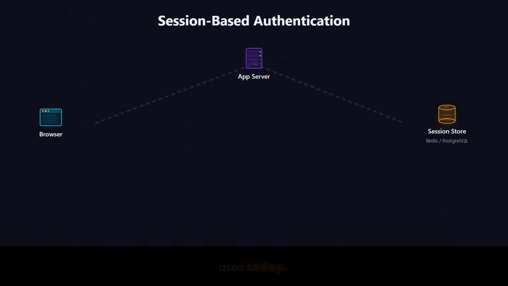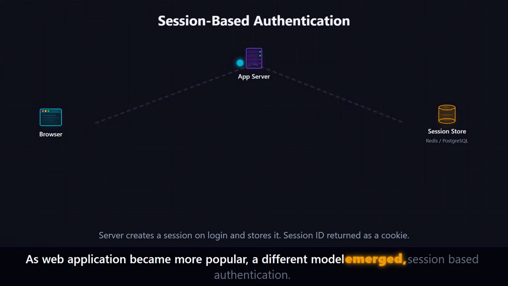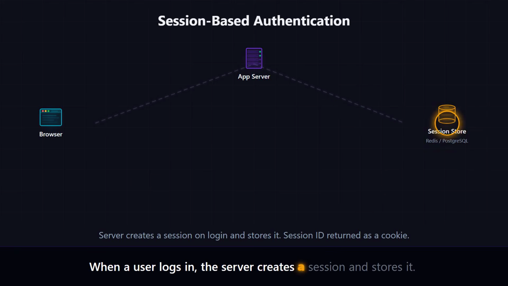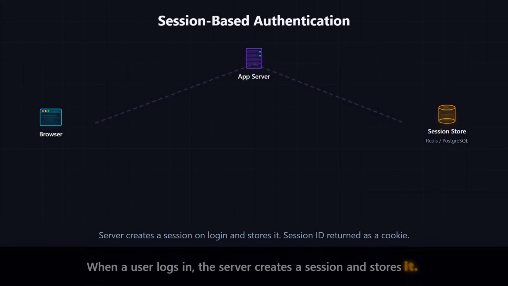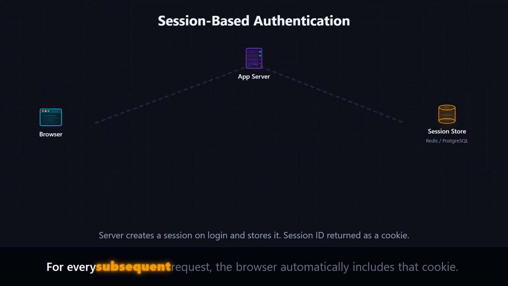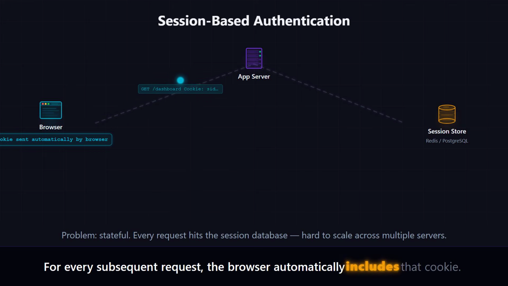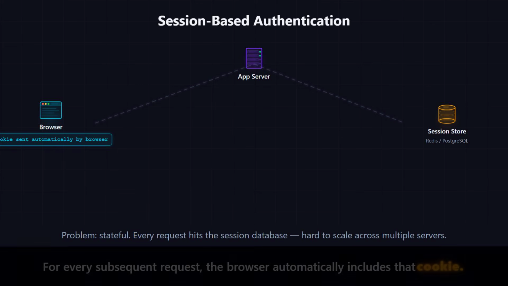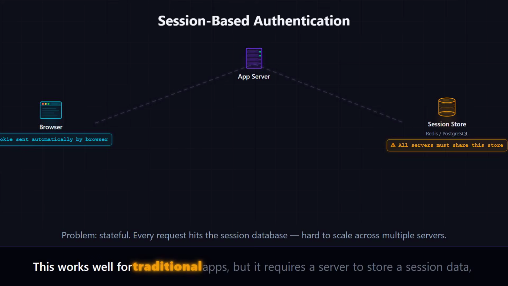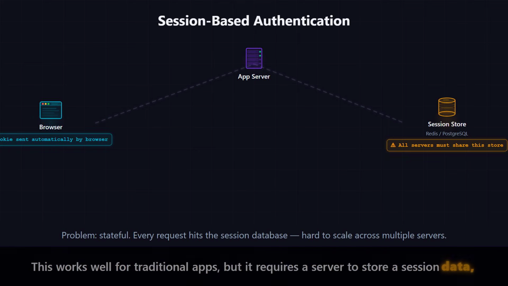As web applications became more popular, a different model emerged: session-based authentication. When a user logs in, the server creates a session and stores it. A session ID is sent back to the browser, usually through a cookie. For every subsequent request, the browser automatically includes that cookie. The server reads the session ID and identifies the user. This works well for traditional apps, but it requires the server to store session data, which became difficult to scale across multiple servers.